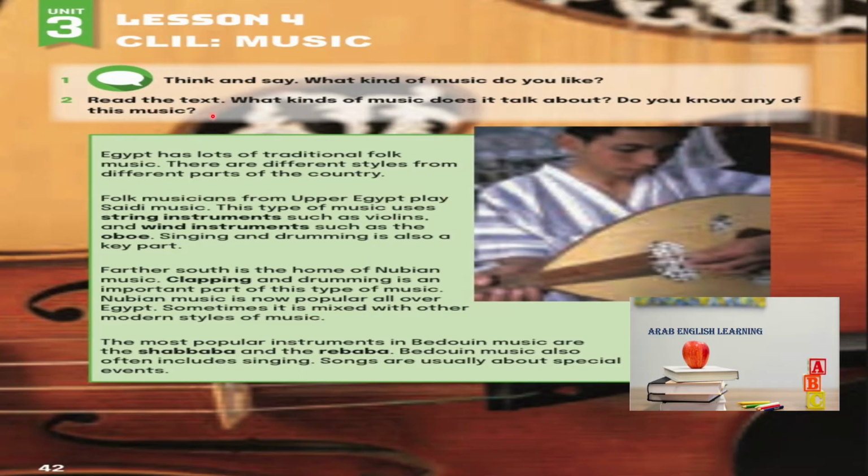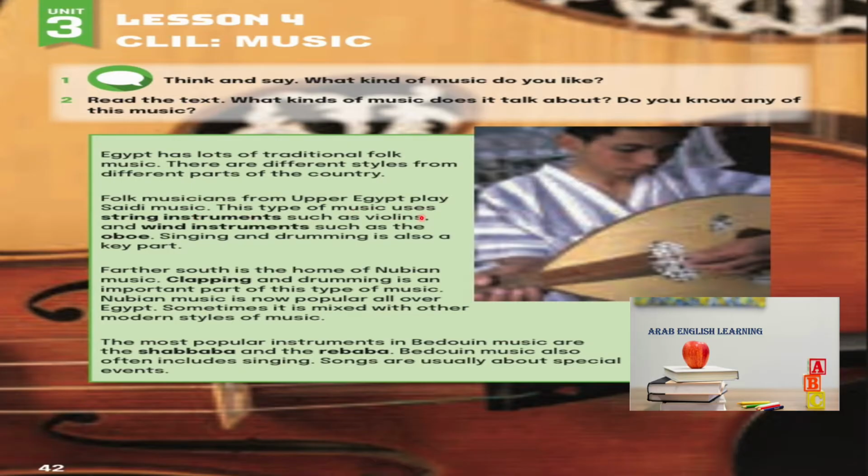Exercise 2, read the text. What kinds of music does it talk about? And do you know any of this music? Egypt has lots of traditional folk music. There are different styles from different parts of the country. Folk musicians from Upper Egypt play Saidi music.